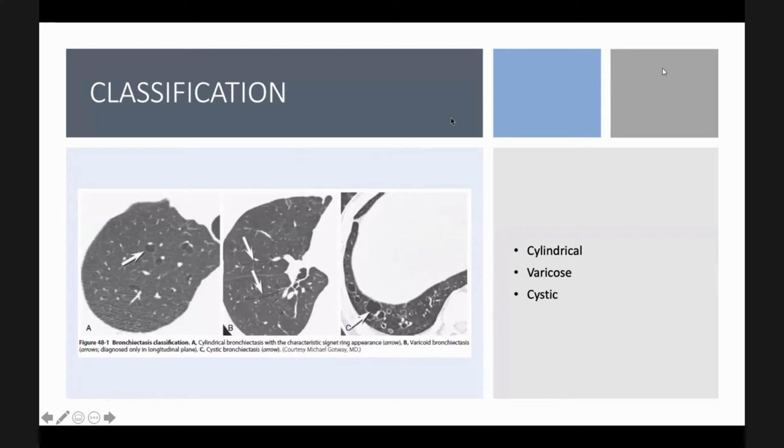Coming to the classification, it's mainly classified according to the CT findings or the gross findings of the bronchi. It can be cylindrical bronchiectasis with a characteristic signet ring appearance, just like a ring. Another one is varicoid or varicose bronchiectasis, like a varicose vein, with a dilated bronchus, which you can see here. And the other one is cystic, where you see a lot of cyst-like structures in the section of the CT scan of the chest. So this is cystic bronchiectasis. These are the classifications of bronchiectasis.